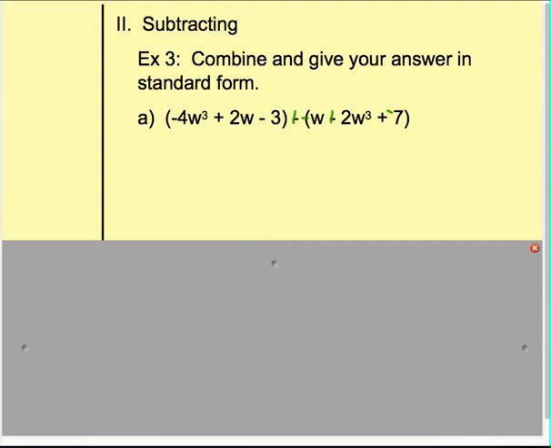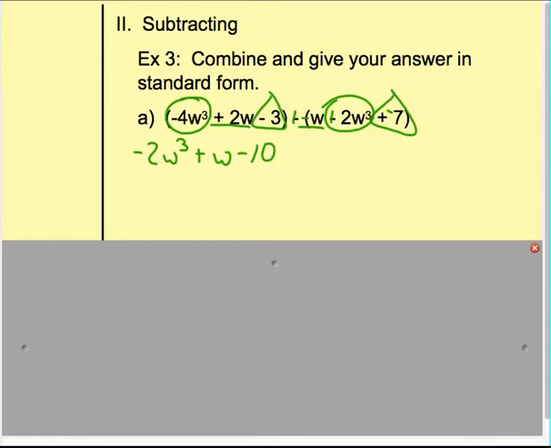So I'm noticing my highest power is cubed, so I've got a negative 4w cubed plus 2w cubed, which gives me a negative 2w cubed. And I've got 2w minus w, gives me a plus w, or 1w, and negative 3 plus negative 7 gives me a negative 10.